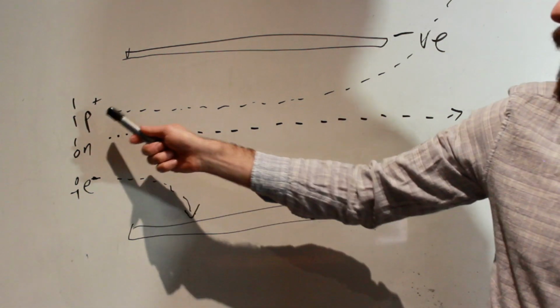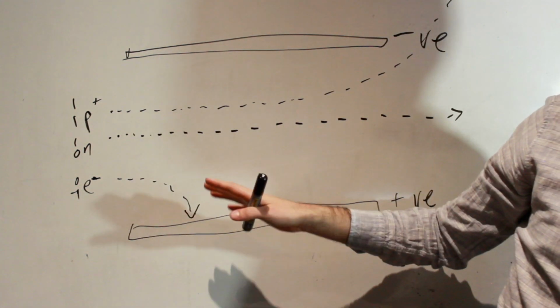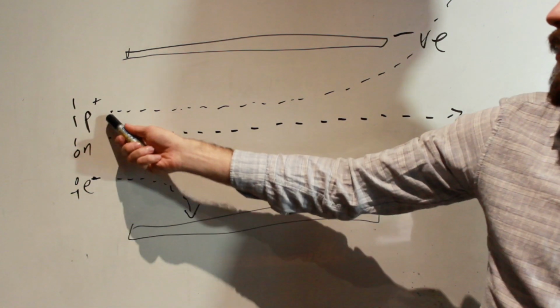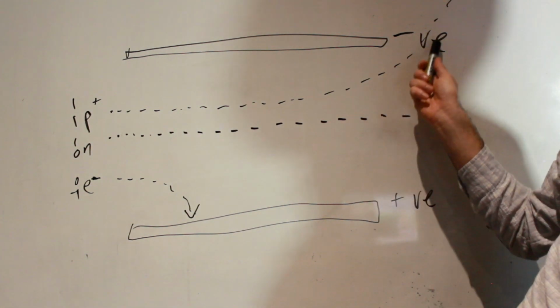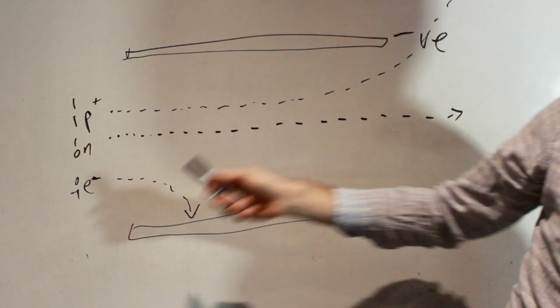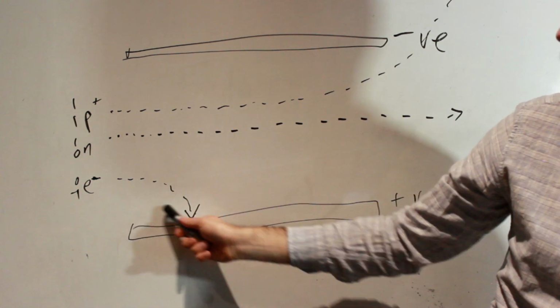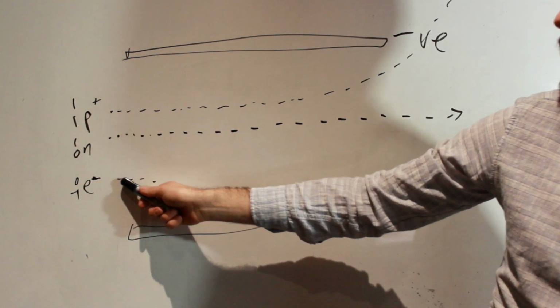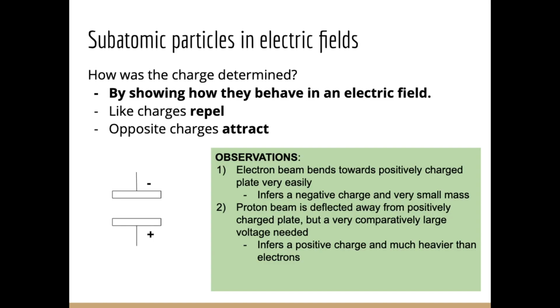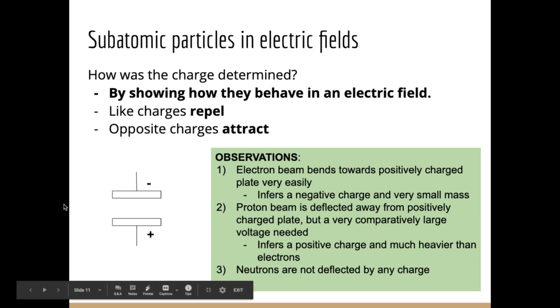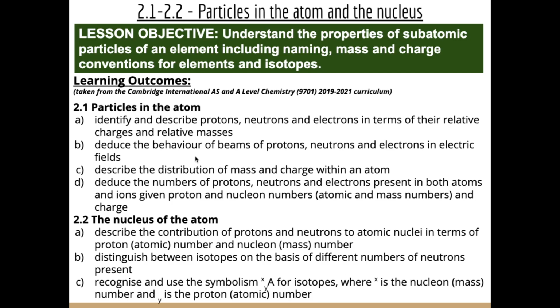So that's what we saw here. The proton, if this electric field is the same for all three of these particles, the proton is much heavier, so it's going to be sort of bent towards the negative much less drastically than the electron, which weighs a lot less. So that's going to be bent in the opposite direction towards the positively charged plate with a lot more severity. And then finally, our neutrons are not deflected by any charge, which implies that they are neutral, they have no charge. Excellent, that concludes today's lesson, our first lesson into the atomic structure unit.